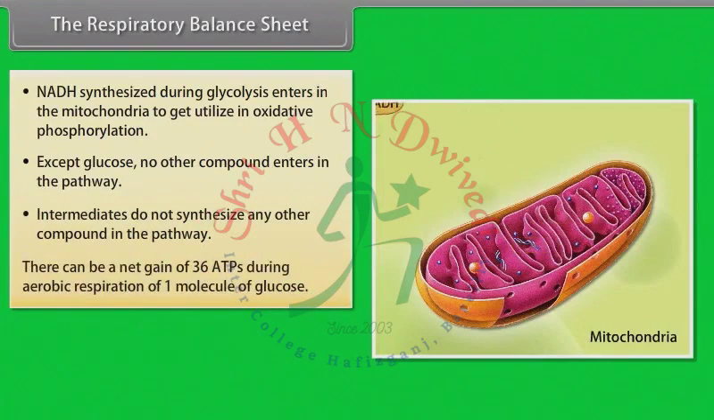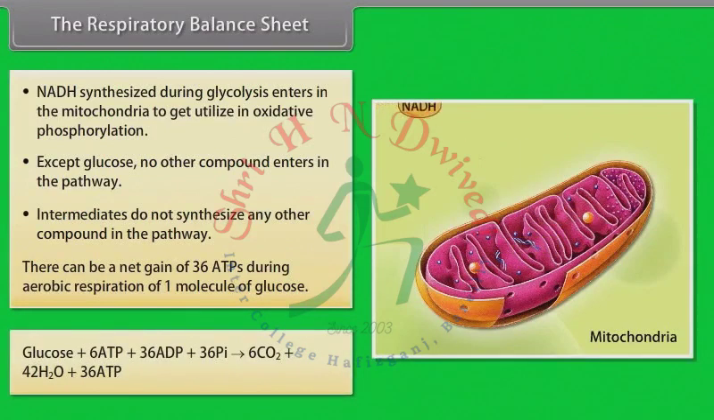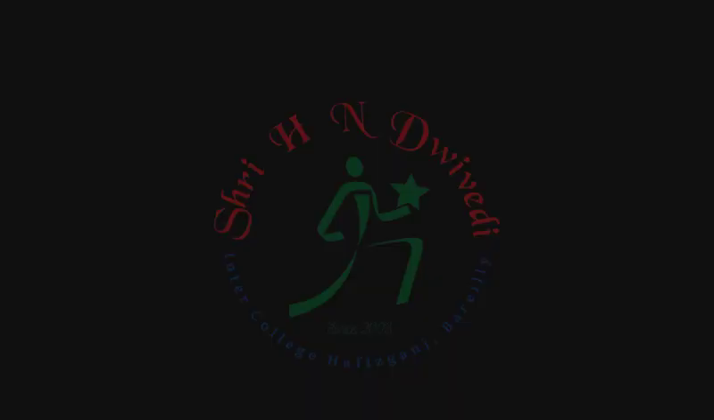There can be a net gain of 36 ATPs during aerobic respiration of one molecule of glucose. Glucose plus 6 ATP plus 36 ADP plus 36 Pi gives 6 CO2 plus 42 H2O plus 36 ATP.